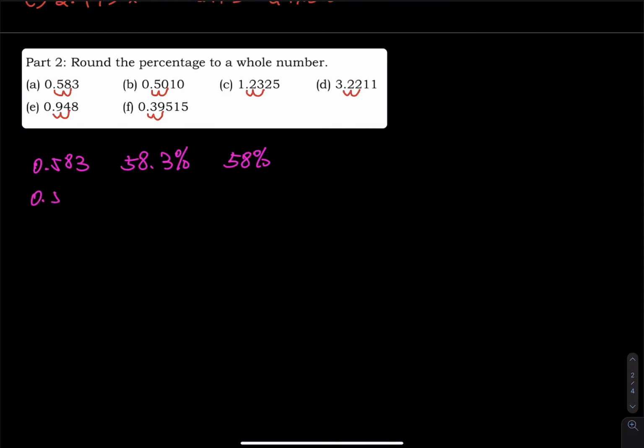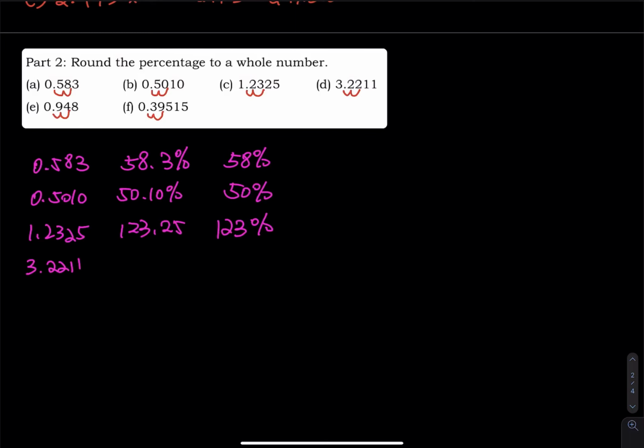And then 0.5010, so that is 50.10%. 1 is less than 5, so that is just 50%. 1.282325, so that is 128.2325. 2 is not big enough, so that is 128%. And then 3.2211, so that is 322.11, so that is 322%.